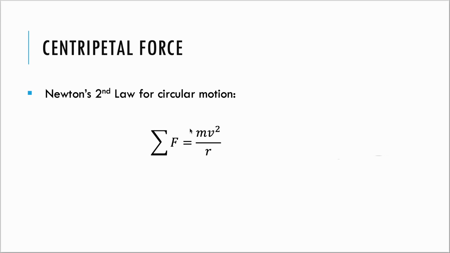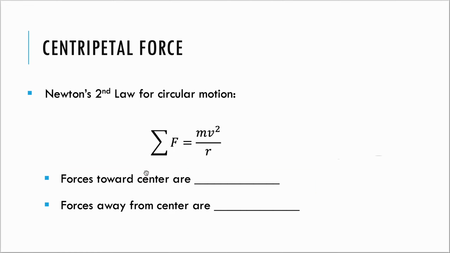To use this equation, we do it a little bit differently than Newton's second law for linear motion. We want to look at all of the forces in our free body diagram. Whatever forces are pointing towards the center are going to be positive. And whatever forces are pointing away from the center are going to be negative. Once you know that, then you're able to set up Newton's second law and solve problems.